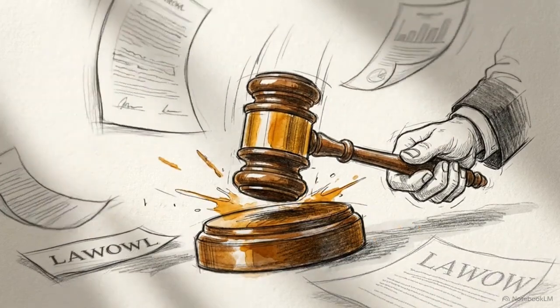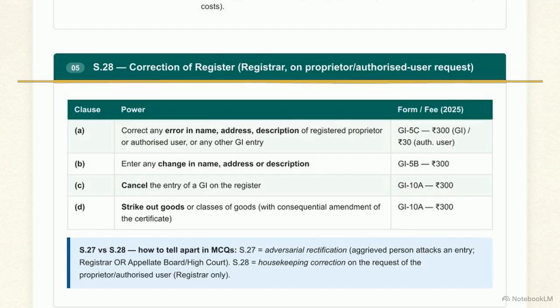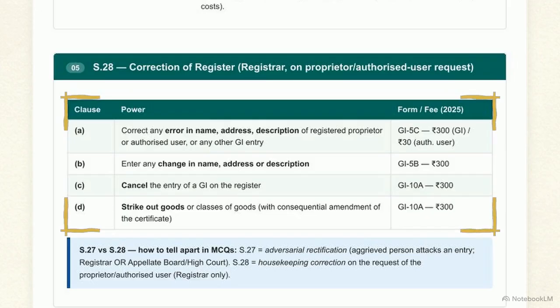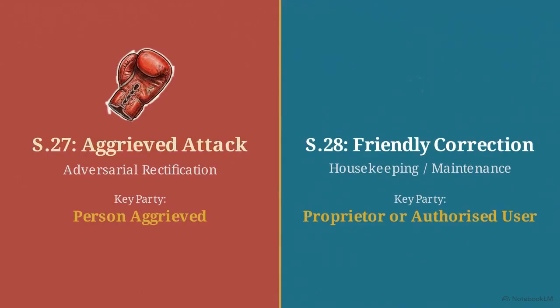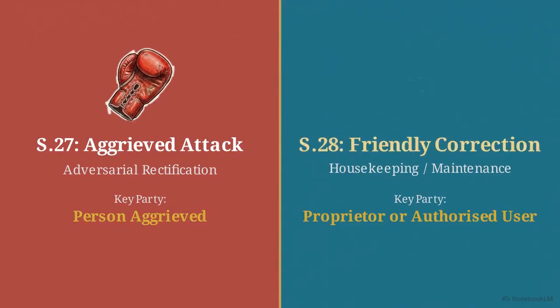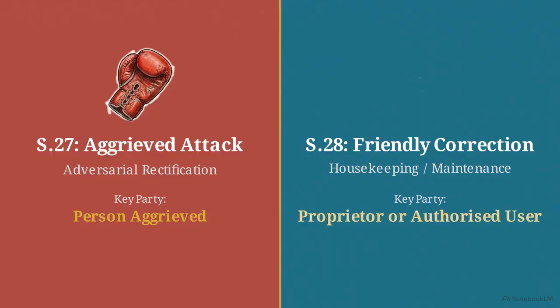of an entry. Section 28 is the housekeeping section, initiated on the request of the proprietor or the authorized user. This covers correcting errors in a name or address, entering a change of name, canceling a GI entry, or striking out specific goods or classes from the registration. On the exam, distinguish them this way. Section 27 involves an adversarial attack by an aggrieved person. Section 28 involves friendly administrative corrections requested by the owner of the mark.